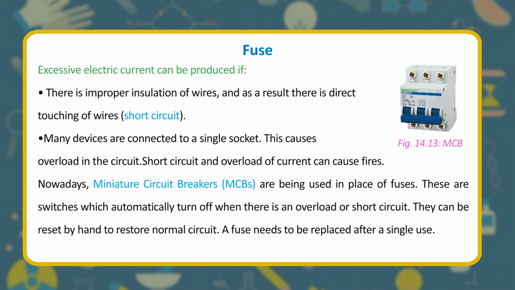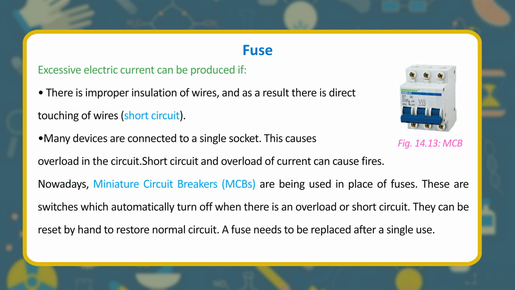Excessive electric current can be produced if there is improper insulation of wires, and as a result there is direct touching of wires, short circuit. Many devices are connected to a single socket. This causes overload in the circuit. Short circuit and overload of current can cause fires. Nowadays, miniature circuit breakers, MCBs, are being used in place of fuses. These are switches which automatically turn off when there is an overload or short circuit. They can be reset by hand to restore normal circuit.